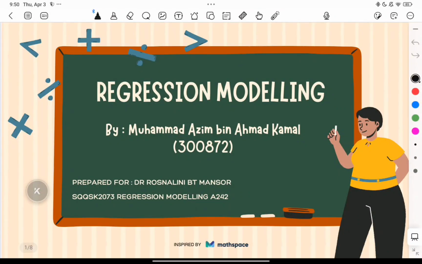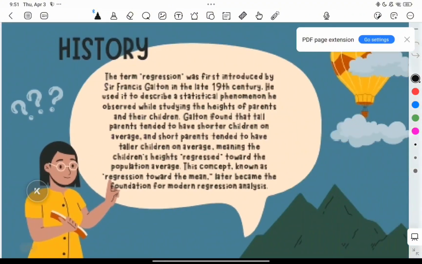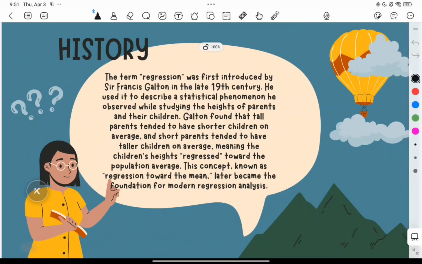Today I will be presenting about regression modeling. I will explain about historical origin, statistical versus deterministic relationships, regression versus causation, regression versus correlation, and some examples of simple and multiple linear regression. So the history of regression.